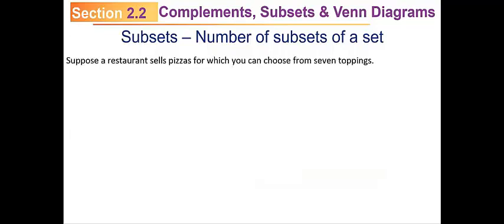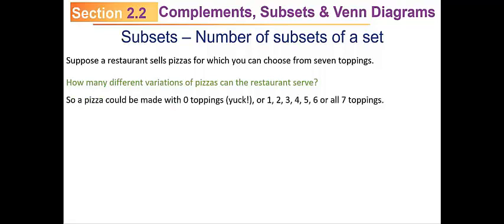Let's look at this example. Suppose a restaurant sells pizzas for which you can choose from 7 toppings. How many different variations of pizzas can the restaurant serve? Think about this. You could have a pizza made with no toppings. How yucky would that be? Or 1 topping, or 2 toppings, or 3 toppings, or 4 toppings, or 5 toppings, or you could say put all 7 toppings on there.